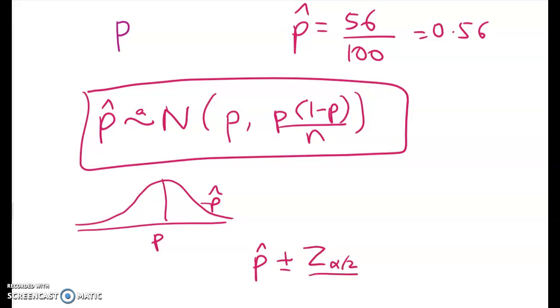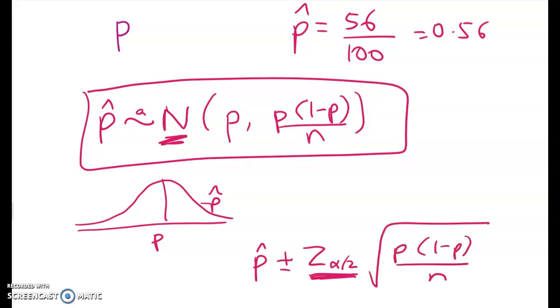The first bit is my Z value from my normal distribution, and that's because of the central limit theorem, so we can assume that P hat is normal. And then I have to times that by the standard error for P hat, which is going to be the square root of P times 1 minus P over N, right? The problem is that we don't know P, and we need to have something to estimate that standard error, so we just substitute in the best that we've got, which is our P hat.